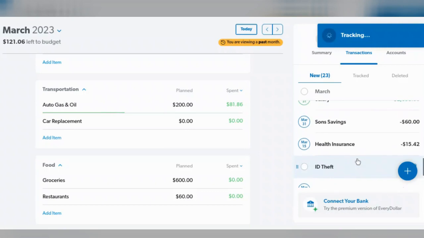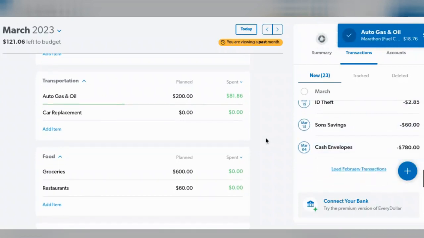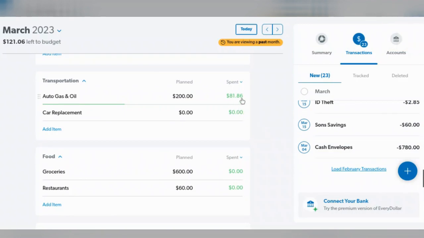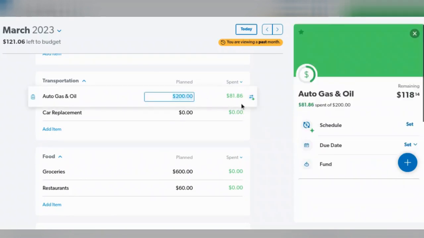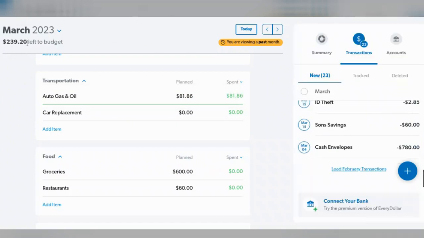All right, so I think I grabbed all of the gas for the car transaction. So it looks like I only spent 81.86 out of 200. So I'm gonna shift this down. Yeah, and so that's why I use EveryDollar. It just does math better than me. And so now I have 239.20 left to budget.